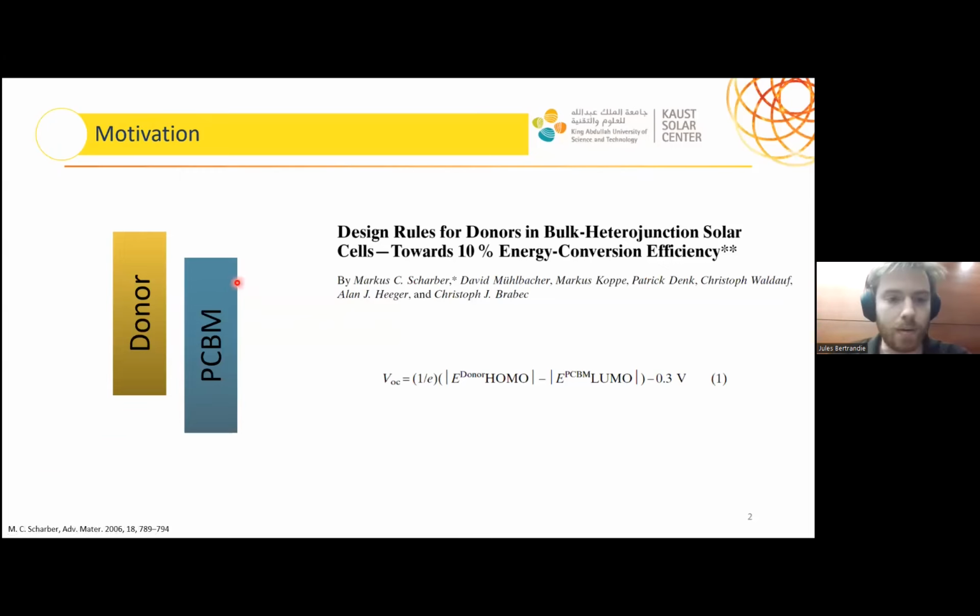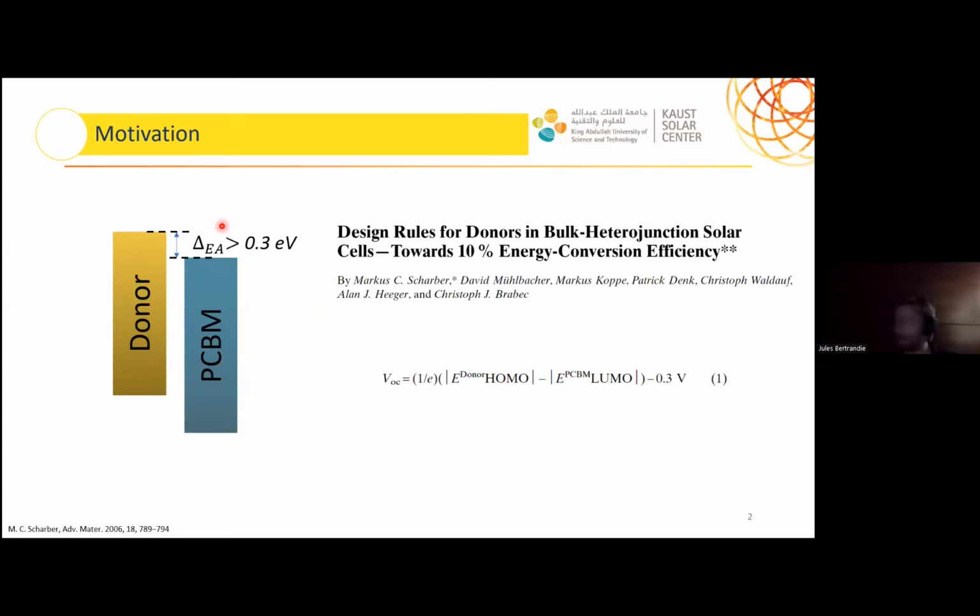In the case of, for example, PCBM, it has been shown that we need an offset of the electron affinity between the donor and the PCBM in order to have a driving force and good charge generation in our devices. So it has been determined empirically. Here it's 0.3 in the case of PCBM.